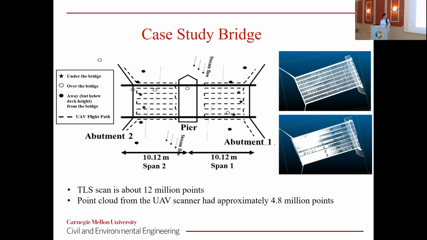More specific about the case study, you can see on the diagram up here the several different points that the terrestrial scanner was placed at to conduct these scans, and the path that the UAV flew through to conduct the scans of its own. And you can see that the point cloud from the terrestrial scanner has roughly 12 million points, while the one from the UAV scan has 4.8 million. So there is a distinct difference in the total number of scanned points from the two scanning alternatives.